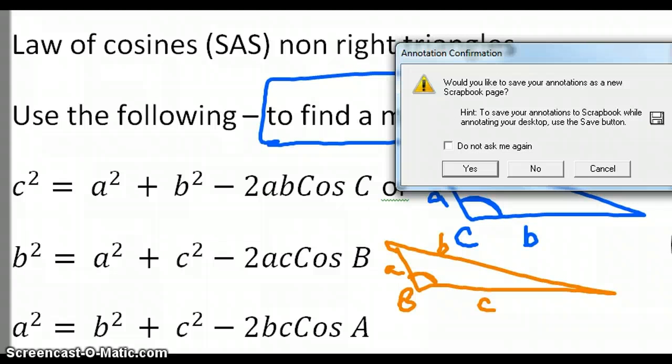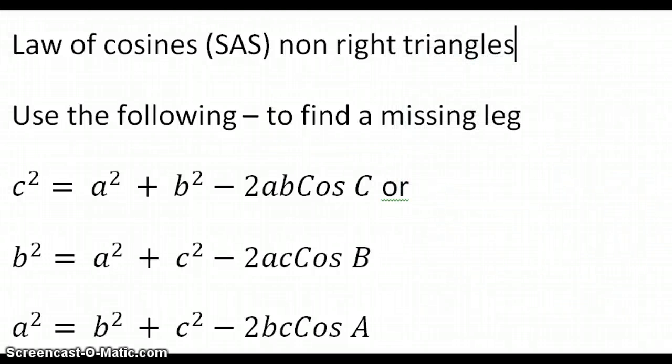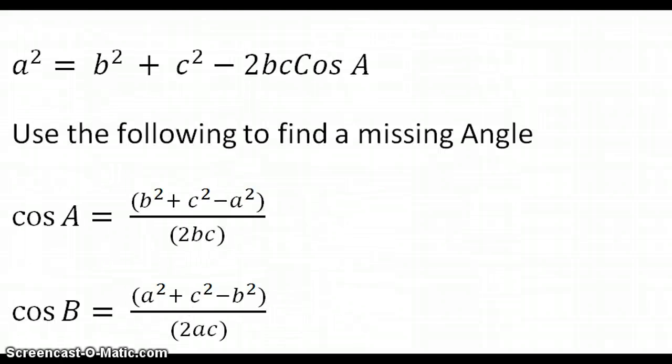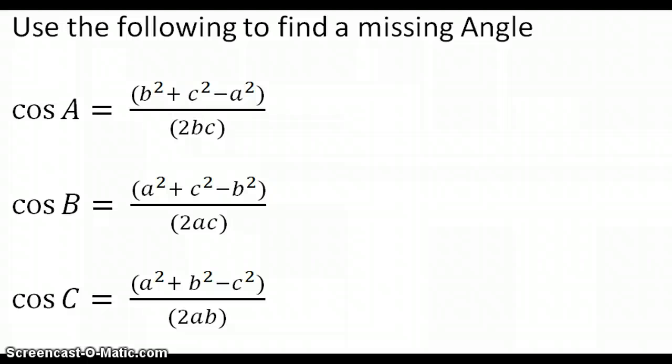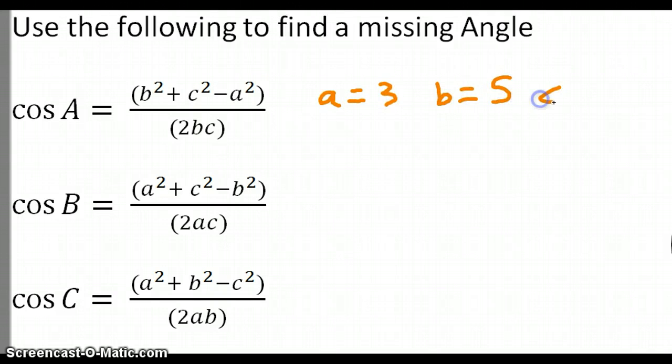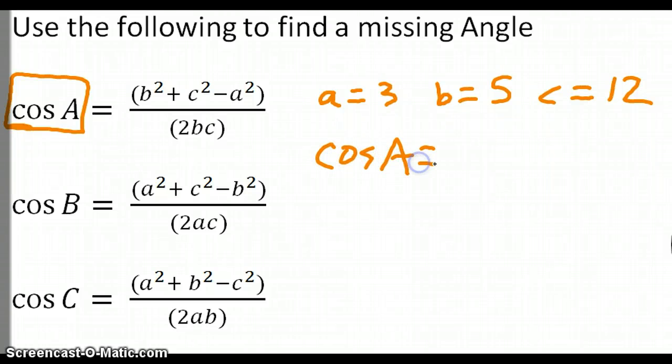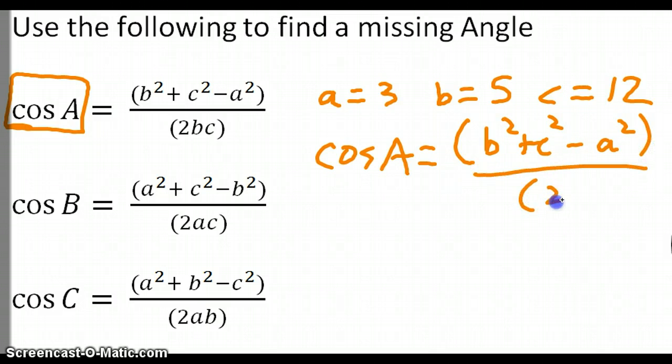The other time that we'll use the law of cosines is when we're trying to find a missing angle. When we're trying to find a missing angle, we're given three sides and we want to find an angle. These are the law of cosines that I'll use to find an angle. For instance, if I'm given three sides, A, B, and C, but I don't have any angle, I can go find an angle. Say I find angle A by plugging it into this formula: the cosine of A is B squared plus C squared minus A squared all over 2BC.